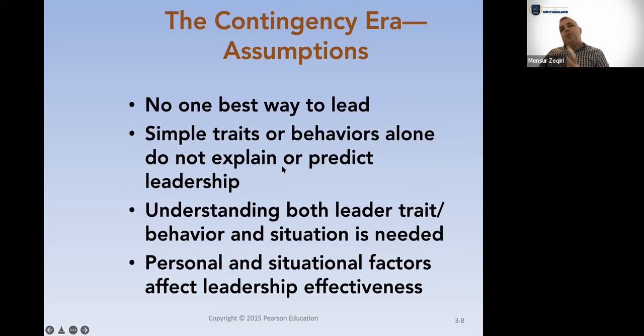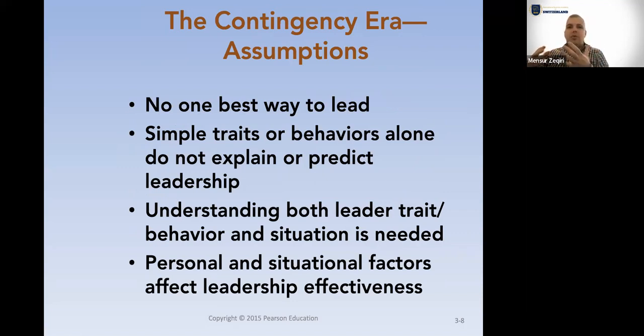And then we come to the last era, which is the contingency era, from the early 1960s, as we said, to the present. So even before the behavior approach's lack of success in fully explaining and predicting leadership effectiveness, a number of researchers actually called for a more comprehensive approach to understand leadership. So these are some of the main assumptions of this contingency era.